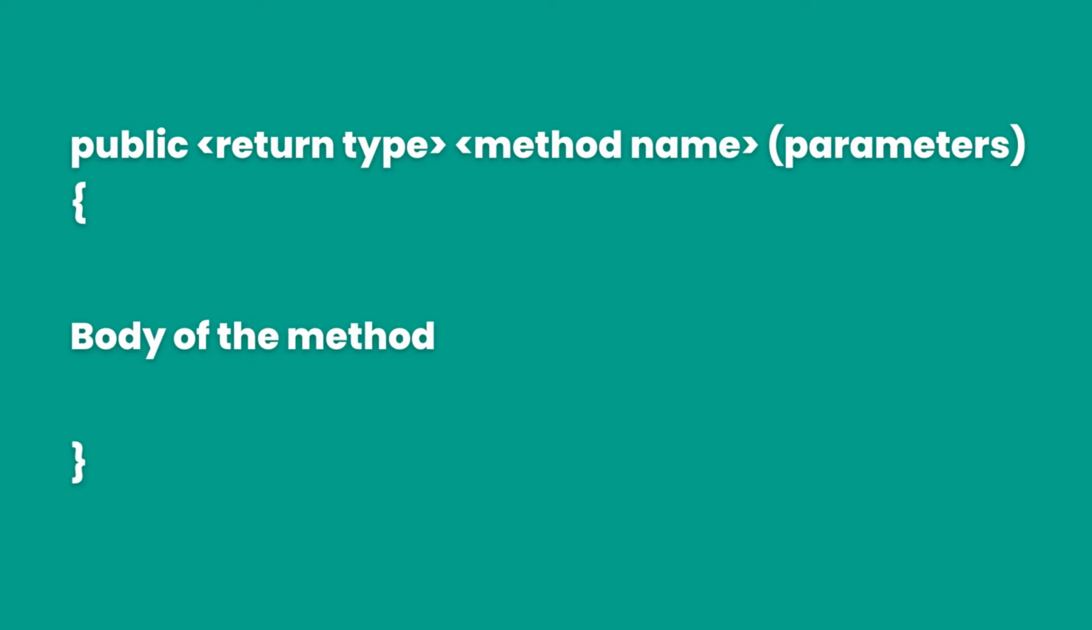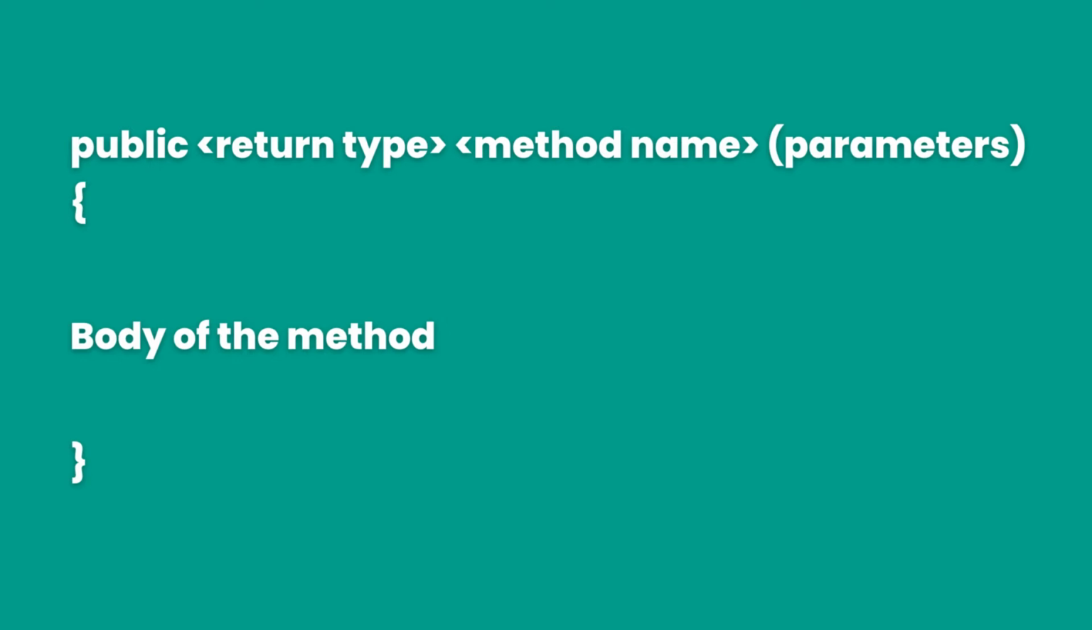Then, in the syntax, after the method name, you open parentheses, and in those parentheses, you write the parameters. Remember we talked about parameters in constructors, and parameters work pretty much the same way in other methods as they do in constructors. And then, after the parentheses, you open braces and write the body of the method.